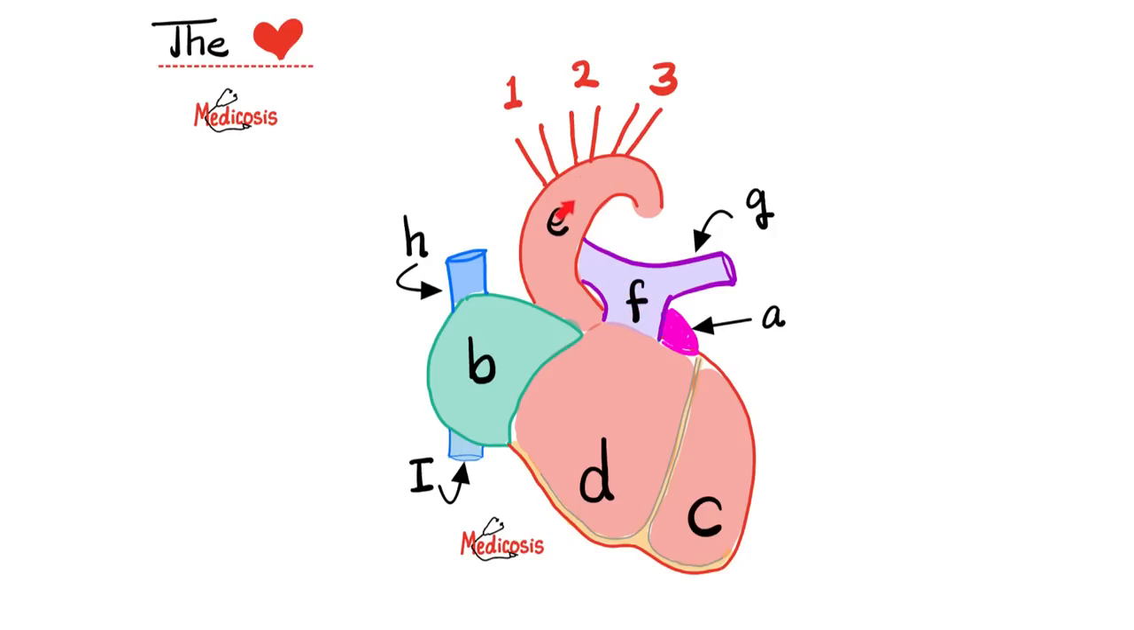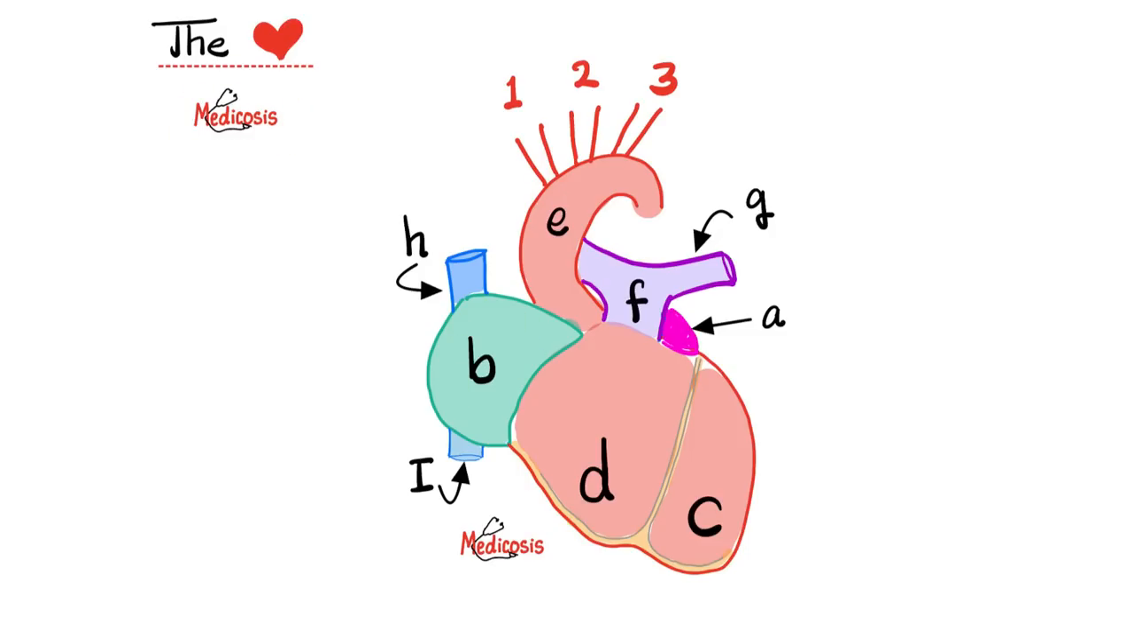The aortic arch has 3 main branches: brachiocephalic trunk, left common carotid artery, and left subclavian artery. In some people, there is a 4th branch coming out of the aortic arch. What is that 4th branch? If you know, comment below.